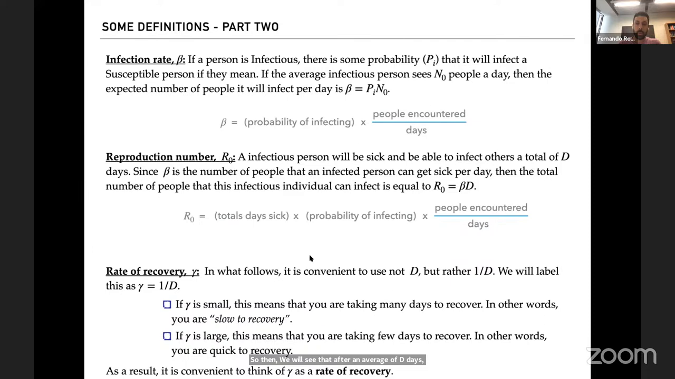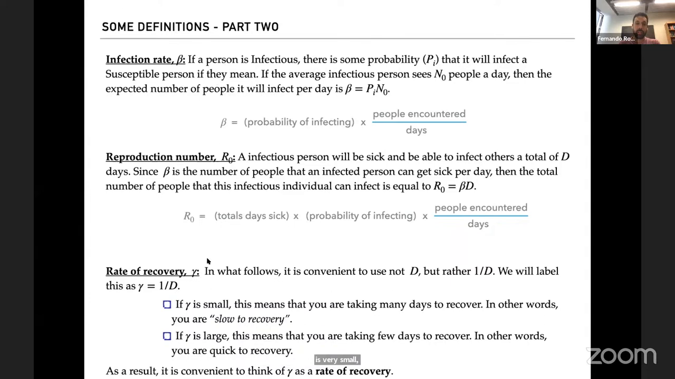Okay, so we're not going to use the number of days that it takes to recover, but rather the inverse of the number of days. And this is what we will call gamma. So if gamma is small, this means that D is very large, which means sick individuals are slow to recover. Okay, they take a long time to recover. However, if gamma is large, which means that D is very small, then the recovery would be very quick.